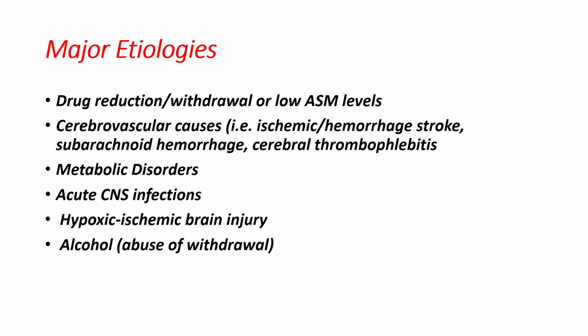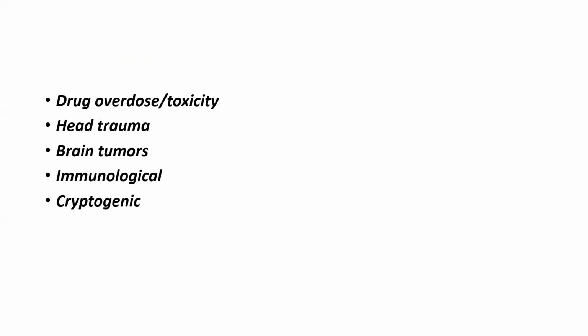Now, when we know this is refractory status epilepticus, our next job is to find out the etiology. The etiologies could be drug reduction or withdrawal, where the patient was already on an anti-seizure medication and stopped it, or a cerebrovascular cause like ischemic stroke, hemorrhagic stroke, subarachnoid hemorrhage, any metabolic disorders, acute CNS infection, hypoxic ischemic brain injury, or it could be simple alcohol withdrawal, drug overdose, head trauma, brain tumors, or the cause may be immunological or cryptogenic.